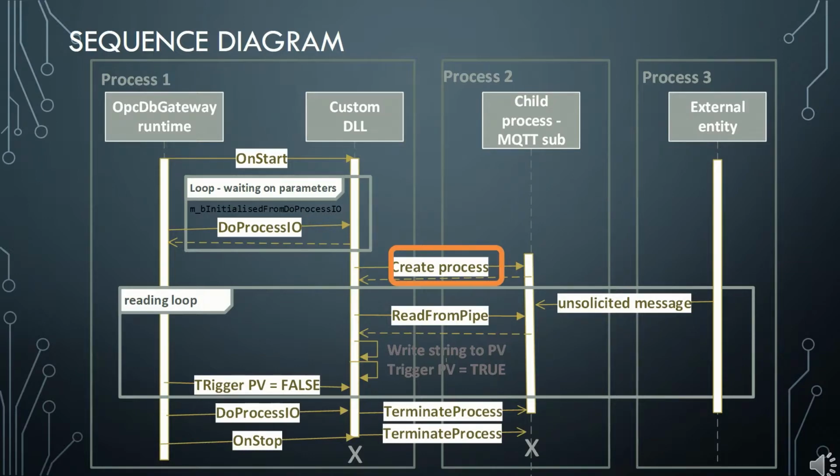After uploading the arguments, the child process is started and it waits for telegrams from the MQTT broker. Communication between the OpcDbGateway runtime and the enhancing DLL runs throughout the application run through process values. The communication between the child process and the thread in the DLL runs through an unnamed pipe. Upon receipt of a message from the MQTT broker, the notification is sent in one process variable and the telegram itself is transmitted in another process variable.